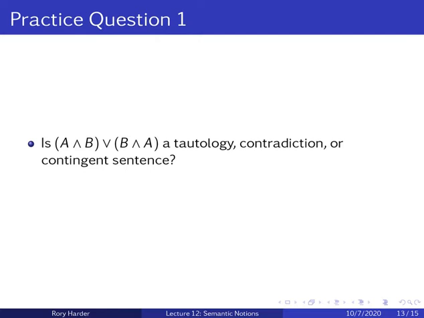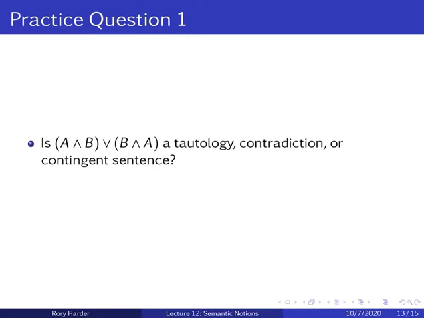So here is an example question. We're given the sentence A and B, or B and A. And then we're asked, is this sentence a tautology, a contradiction, or a contingent sentence?